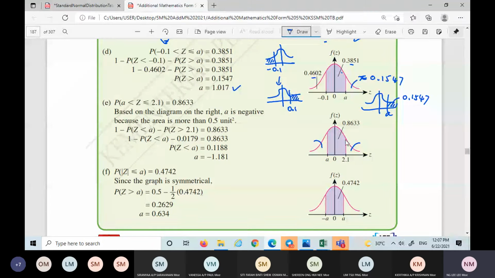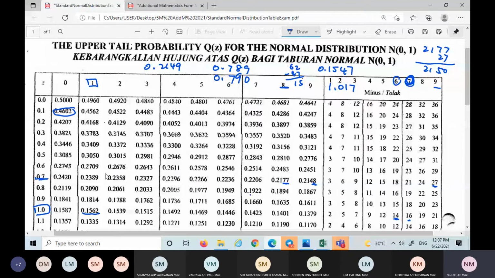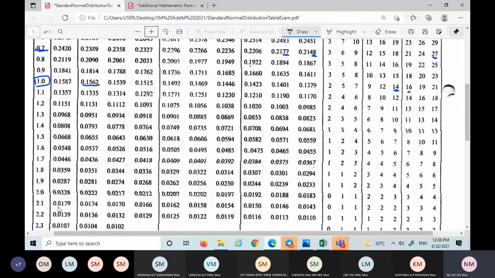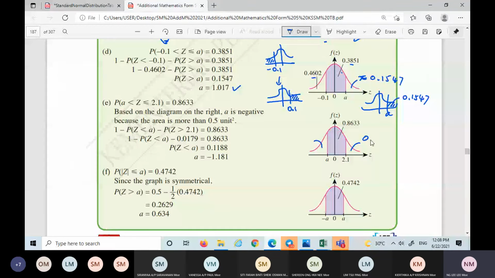So how to get this area? 2.1 is given, want to get area. So read outside and then go inside. Read from the table, 2.1, go down. 2.1 is here. So the answer is 0.0179. Okay, then how to get this?